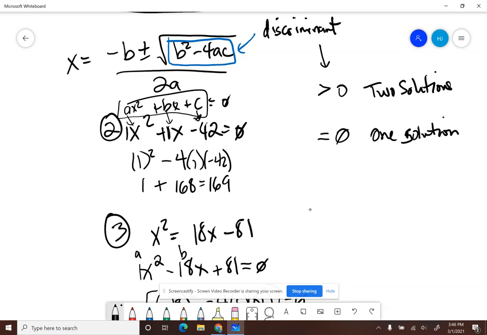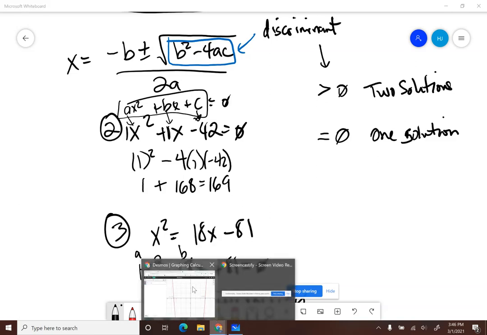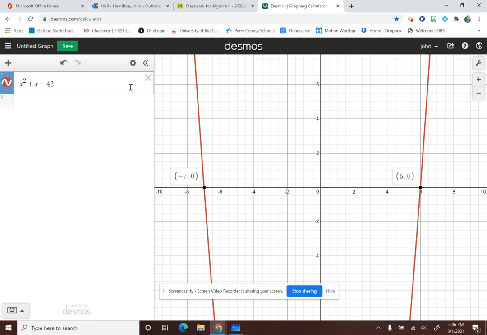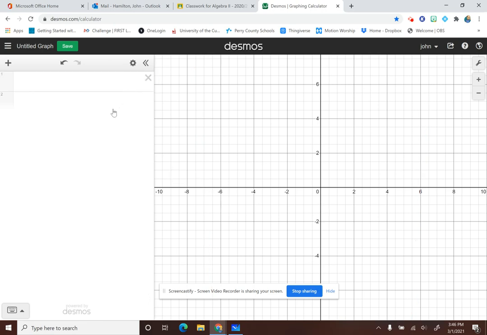Okay, so let's go over this again real quick. If your discriminant is greater than 0, you have 2 solutions. If your discriminant equals 0, you only have one solution. Real quick, I want to go back to Desmos again, and let's just look at this. Let's go ahead and put this particular equation in here.